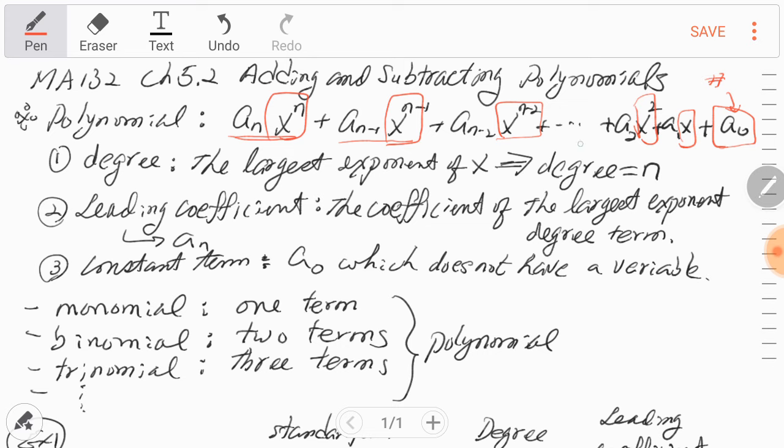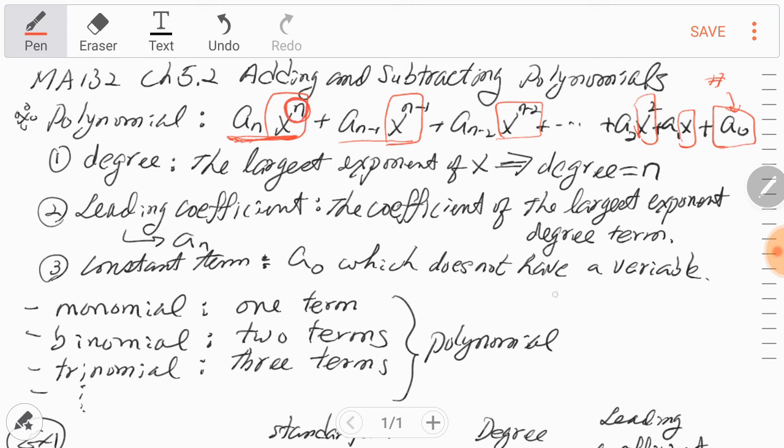Okay, so this is a polynomial, and usually the polynomial is written in descending order by the degree. So the term with the largest exponent is written first. The degree of the polynomial is the largest exponent. If a term has the largest exponent, then that exponent is the degree.